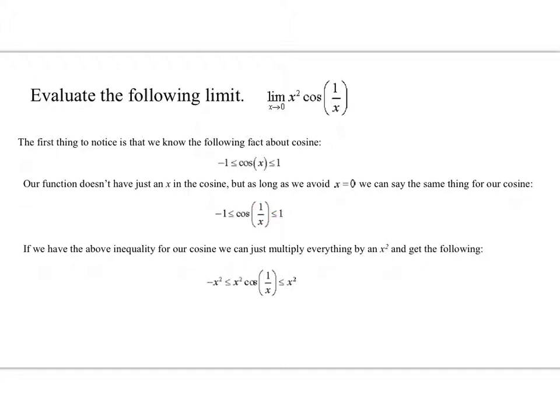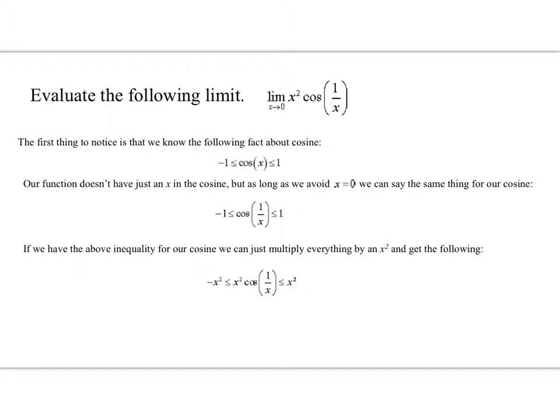Okay, well, we want x squared. So since I took this inequality, as long as I do the same thing to all parts of the inequality, it's safe. So I'm going to multiply everything by x squared. I know x squared is a positive number, so none of my signs are going to change. So I get that negative x squared is less than or equal to x squared cosine of 1 over x, which is less than or equal to x squared.